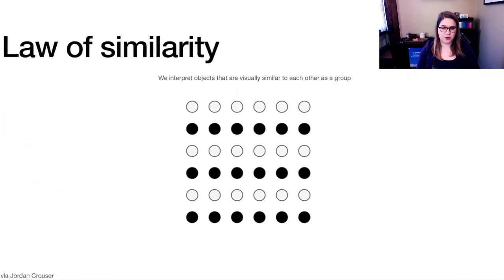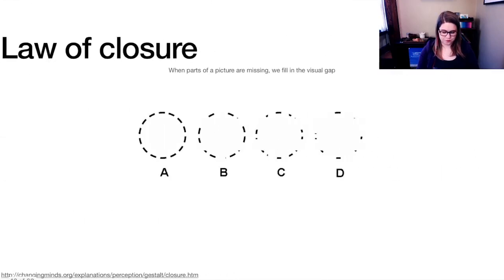But then I also will group things that are visually similar to each other as a group. So the color is going to make me see rows here. Again, not that there really is anything there, but that's the way that I interpret it.